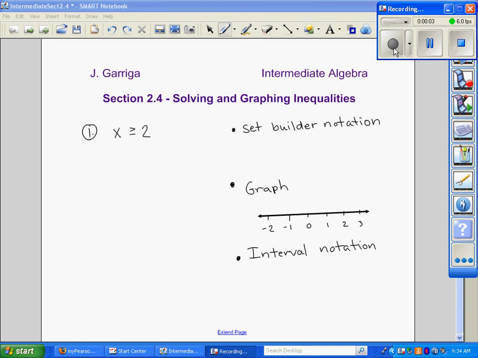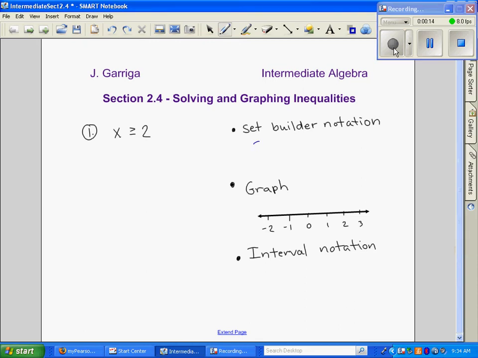Section 2.4 is solving and graphing inequalities. The first thing we're going to do is take x is greater than or equal to 2 and put it in set builder notation. Set builder notation is a bracket, x, straight line bar, which means such that x is greater than or equal to 2, and then you close that. So that is read: x such that x is greater than or equal to 2.